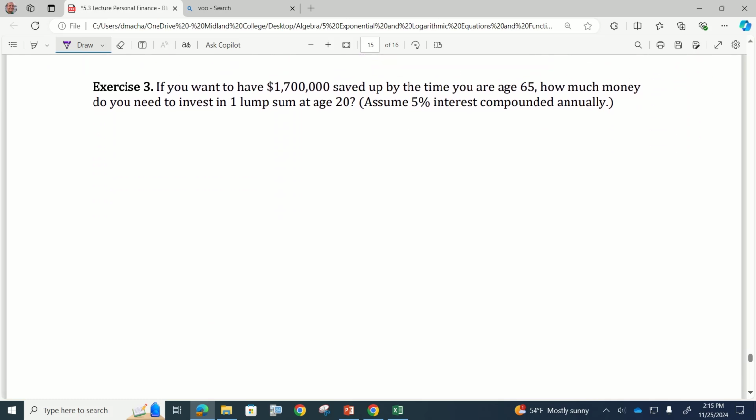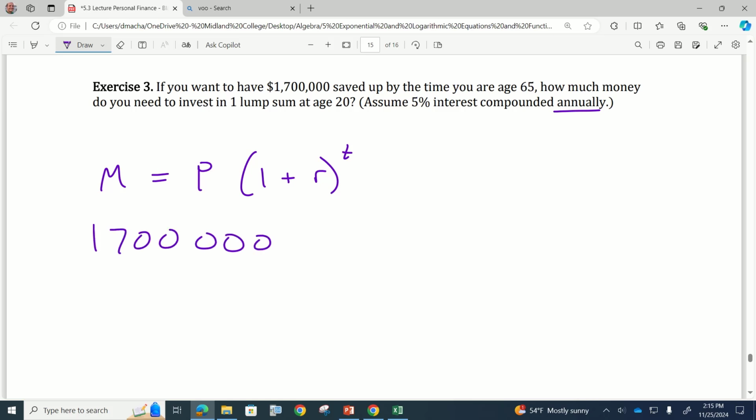The next question, if you were planning for retirement, is you say, I want to have 1.7 million saved up by the time I'm 65. And this is a silly question, but how much money would I need to invest in one lump sum at age 20? Well, no, I got my P's and my M's mixed up. My maturity value is equal to my principal times 1 plus interest rate raised to the power t. We're just going to assume compounded annually for ease of calculation. I want the maturity value to be 1.7 million, and I'm finding my principal.